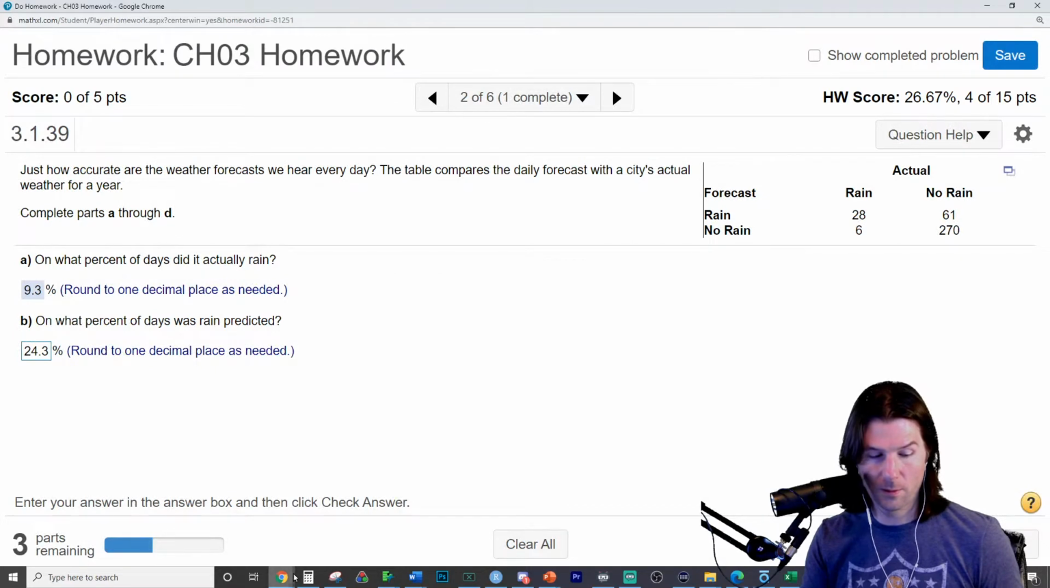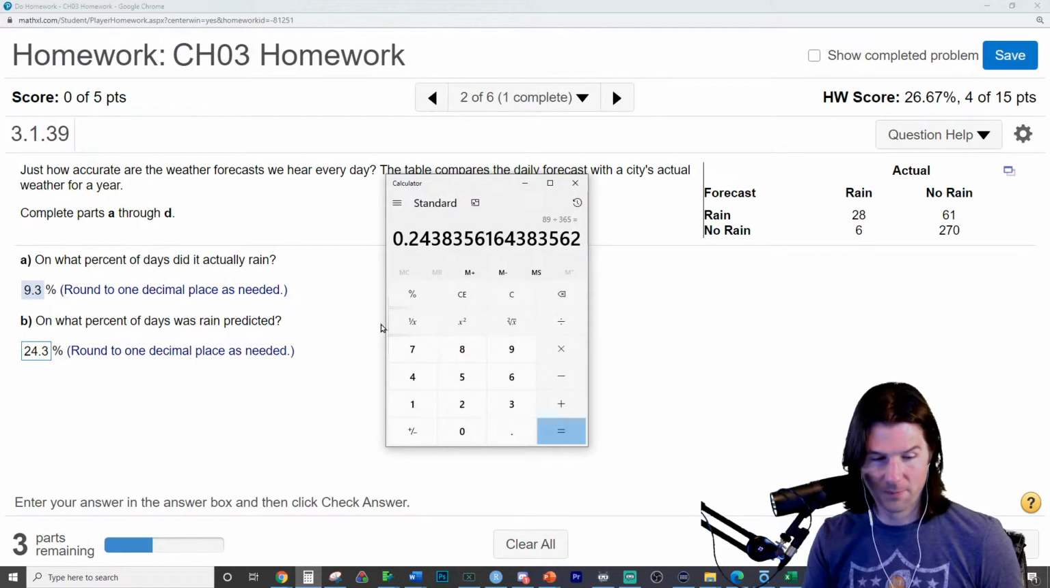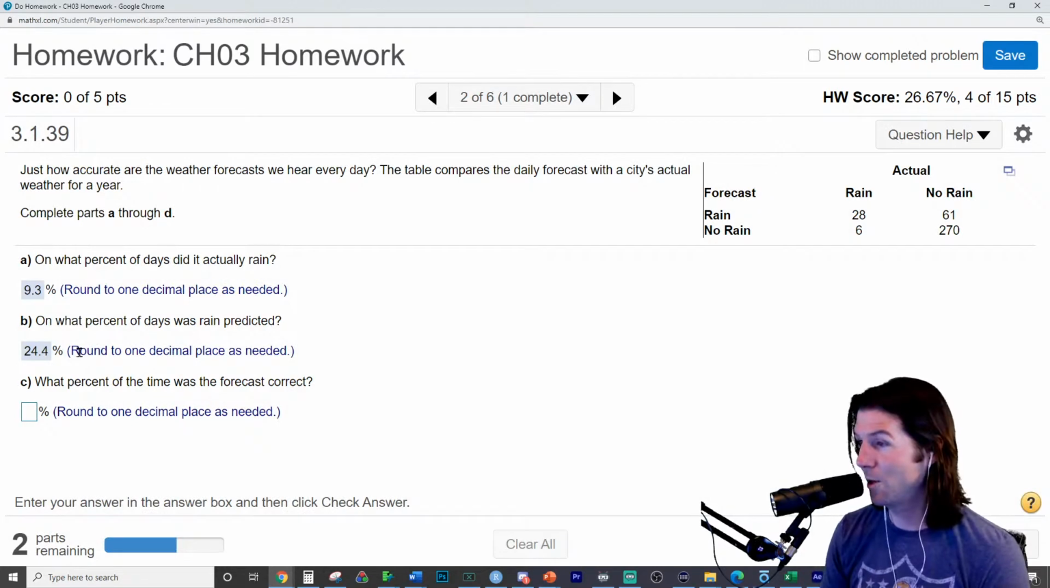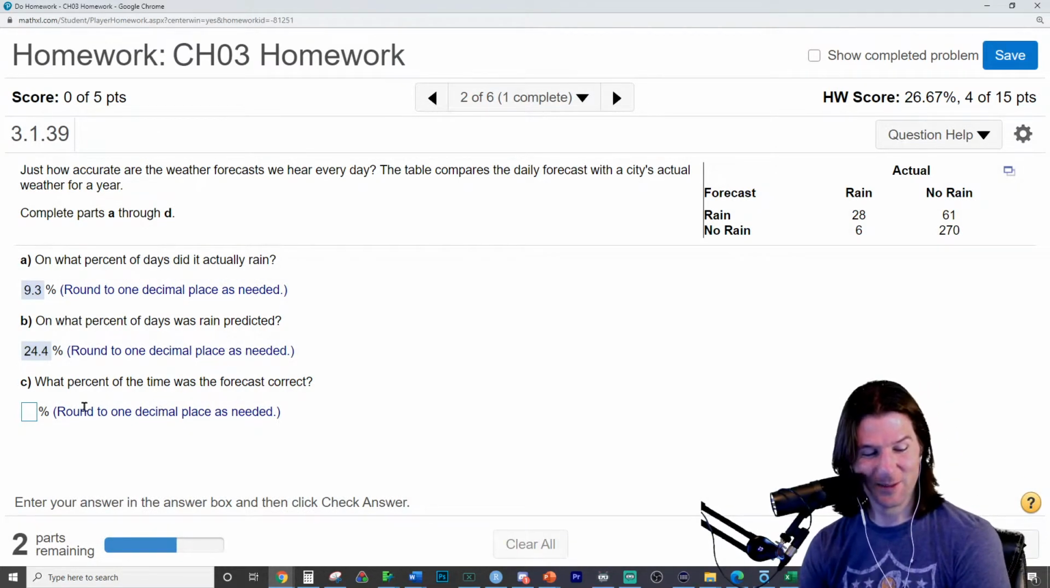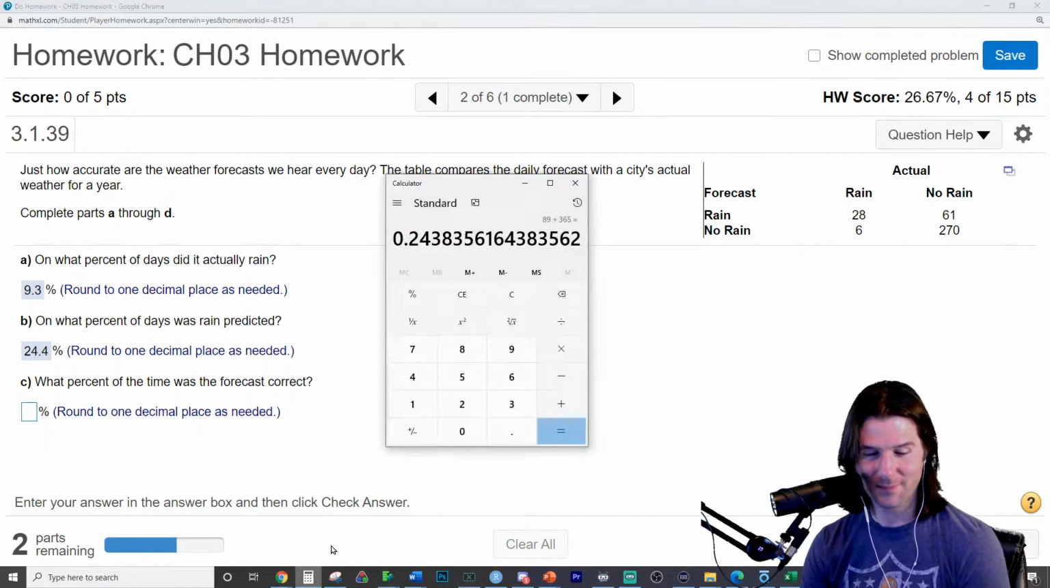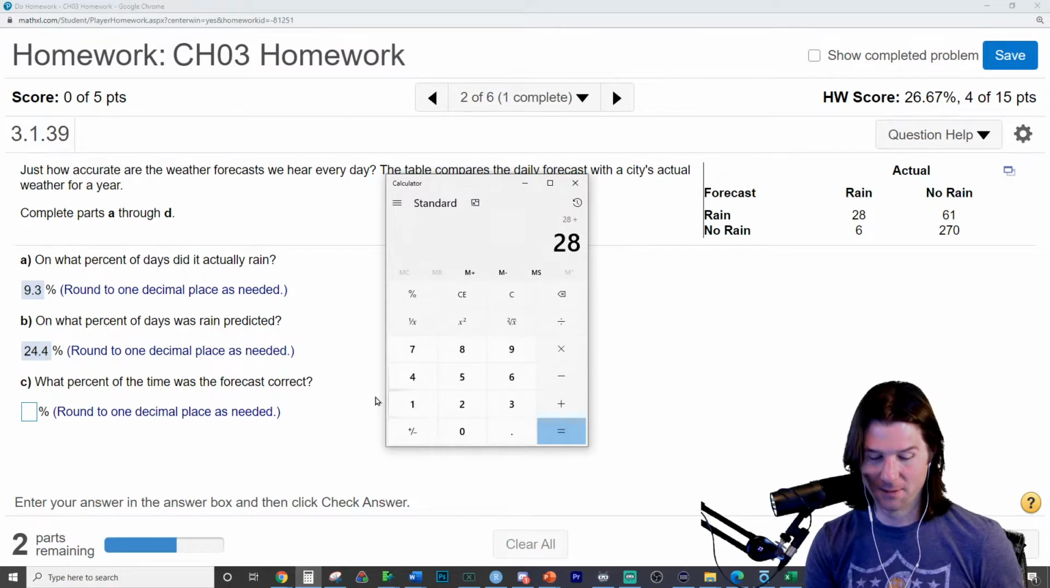Whoa, whoa, whoa. What did I do wrong, everybody? Really? Learn how to round. Oh, no. I rounded wrong. What percent of the time was the forecast correct? That's the on-diagonal. Not today, Pearson. I mean, you got me once, but not today.